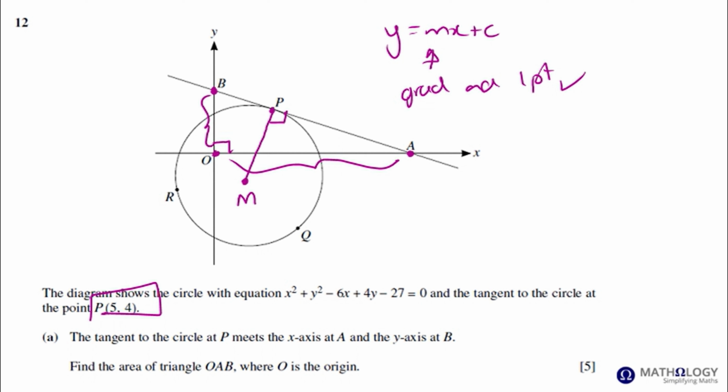So we know the coordinates of P, (5, 4). If we can find the coordinates of the center M, we can then determine the gradient of MP, and from that we can find the gradient of the tangent. From that we can determine the equation of the tangent, and then we can find the coordinates of A and B, and hence find the area of the triangle. So it's quite a process, but let's take it step by step. Okay, so the first thing we're going to do is find the coordinates of M.